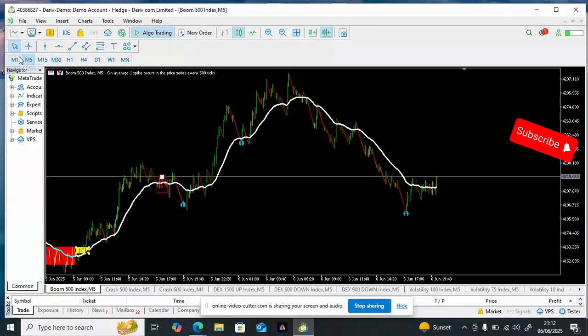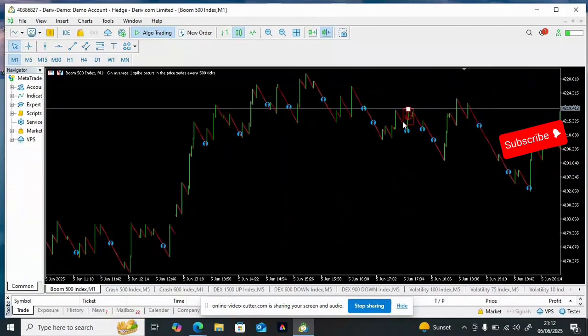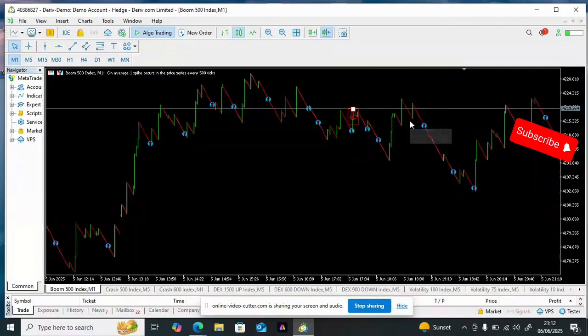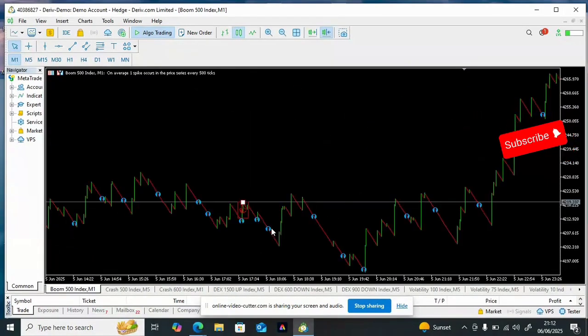Right, let's go to M1. Where is thumbs up? This is the thumbs up, okay? So you're in profit all along. So when you see the thumbs up, you stop buying. You stop buying completely. What happened? You start having this long stretch. You see there's no spike here. There's no spike here, okay?